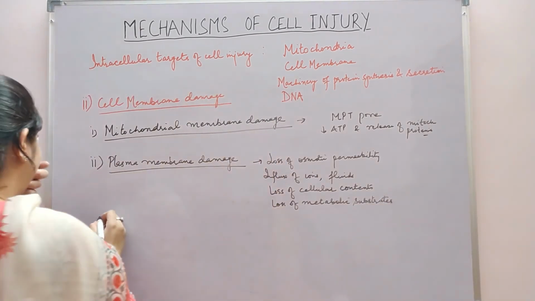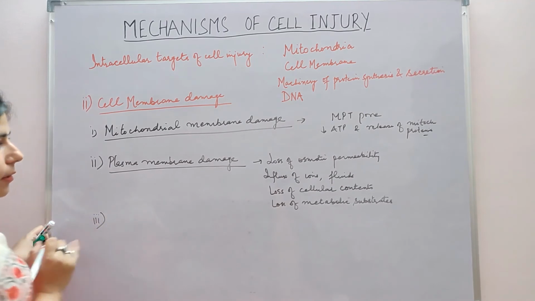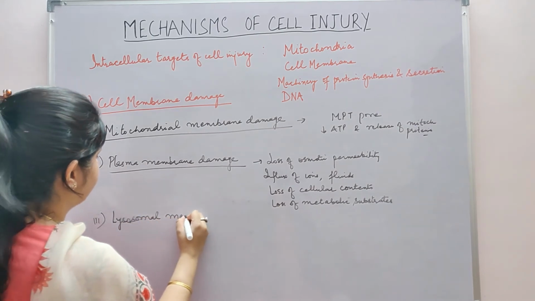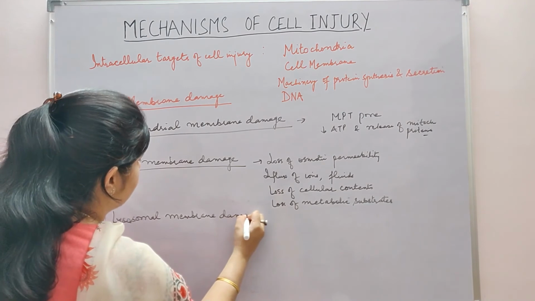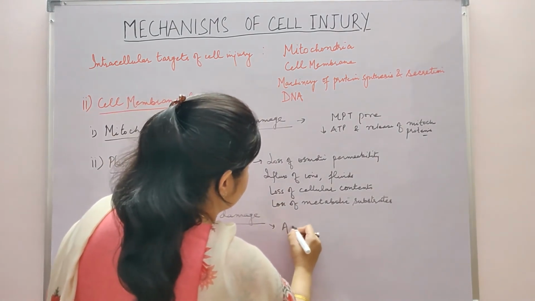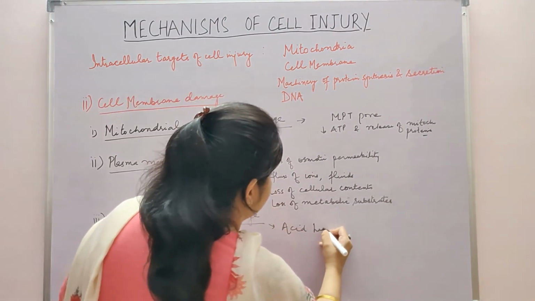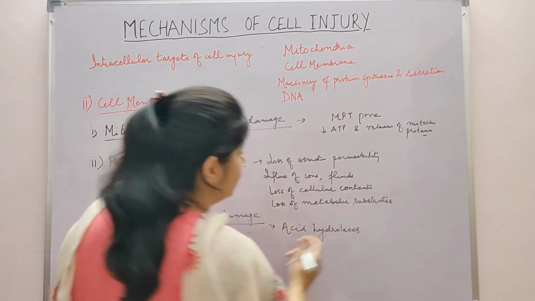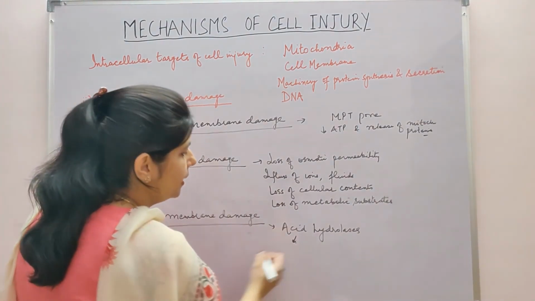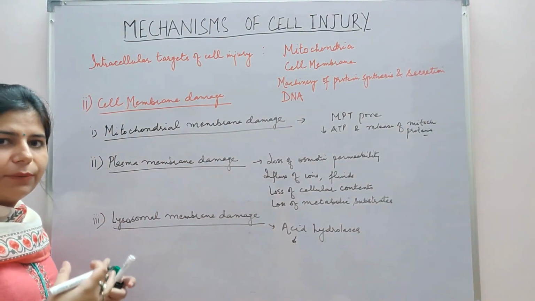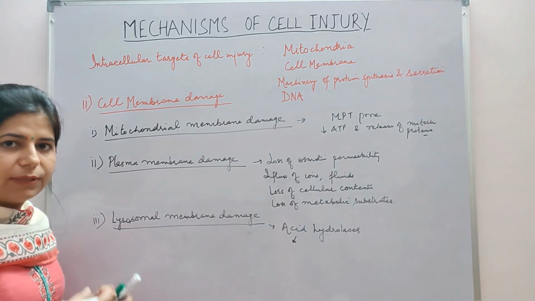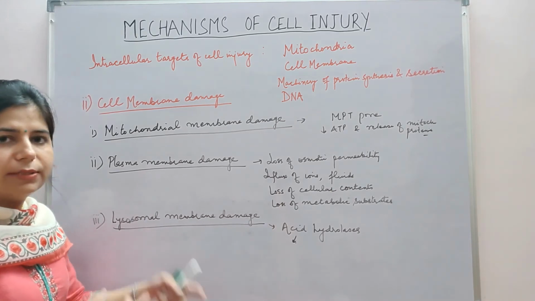Now what will happen when lysosomal membrane gets ruptured? So what is stored in the lysosomes? Lysosome has acid hydrolases. These acid hydrolases are released inside the cell and they get activated in the acidic environment. How does this acidic environment of the cell occur? It is because of the lactic acid formation. The pH of the cell has decreased. So when these acid hydrolases come out, they get activated.